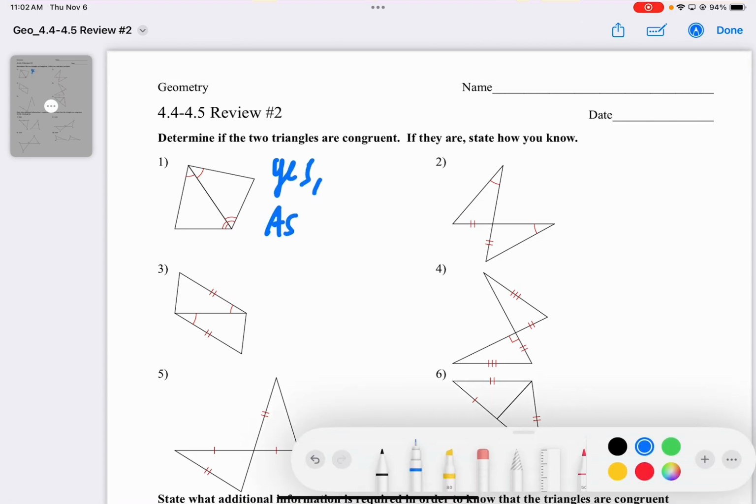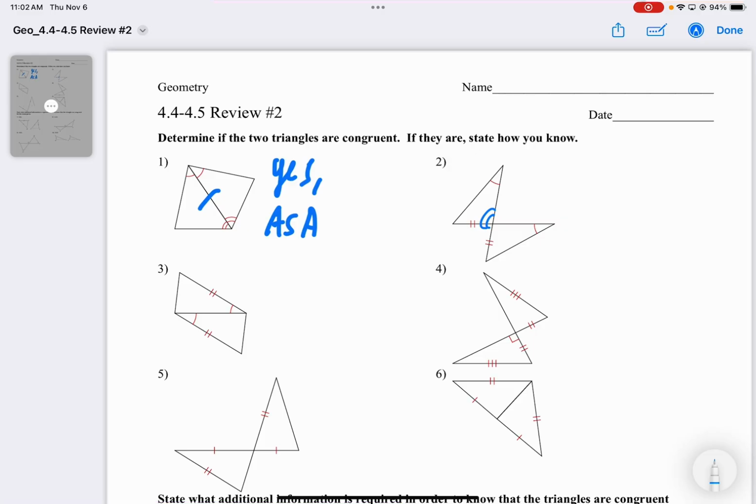Angle, side, angle. Good, because you can get the reflexive side down the middle. Okay, what about for number 2? Angle, angle, side. You can get that vertical angle right here in the middle. So yes, angle, angle, side. What about number 3?